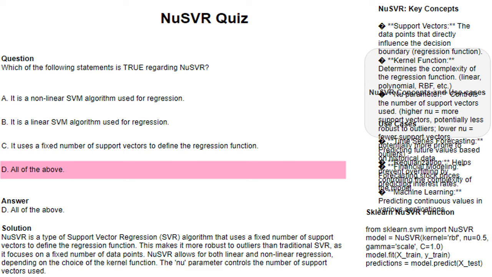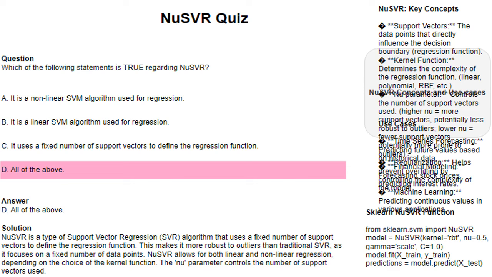Support vectors. These are the crucial data points that directly shape the decision boundary, or in this case, the regression function. They hold significant influence in determining the model's behavior. Kernel function. This function determines the complexity of the regression function. Different kernels, like linear, polynomial, radial basis function (RBF), etc., offer varying levels of complexity and flexibility.